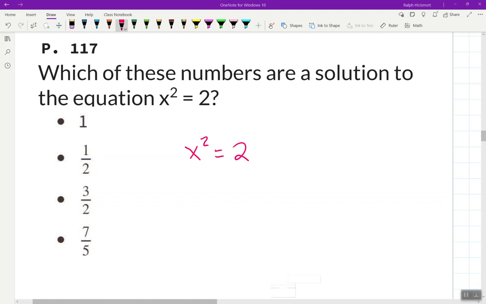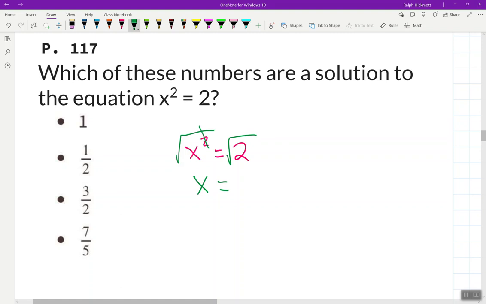All right, let's discuss this problem. So we're trying to find, it says, which of these numbers are a solution to this equation? So let's go ahead and solve it using that technique I just talked about. Let's square root both sides. And if I do that, x equals, and I'm like, wait a second, I don't know a perfect square that's 2. That means I'm trying to find a number times itself that equals 2. And to be honest, it doesn't really seem to exist.